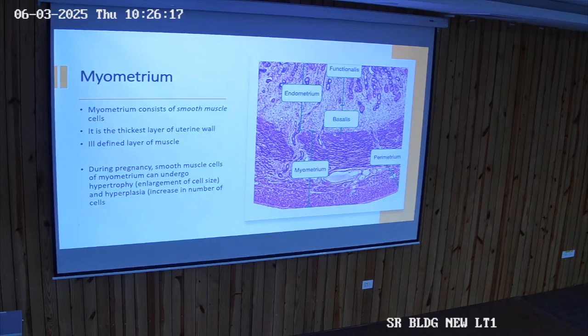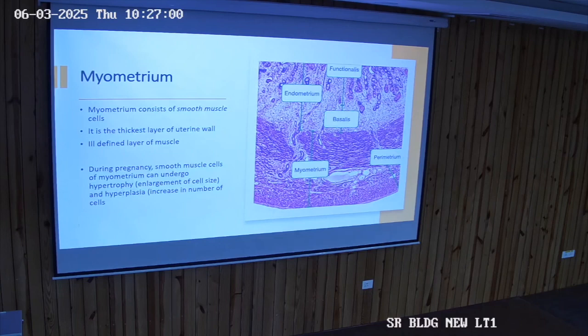So this is the thickest layer, and what happens to this thickest layer in pregnancy? First let development happen, then we will do contraction. So there is hypertrophy and hyperplasia of the muscle layer. So smooth muscle cells will increase in size as well as in number. What is hypertrophy? Increase in the size, but hyperplasia is increase in the number of the smooth muscle fibers. So both of the conditions happen in a normal situation, that is pregnancy. So myometrium increases in size during the pregnancy.